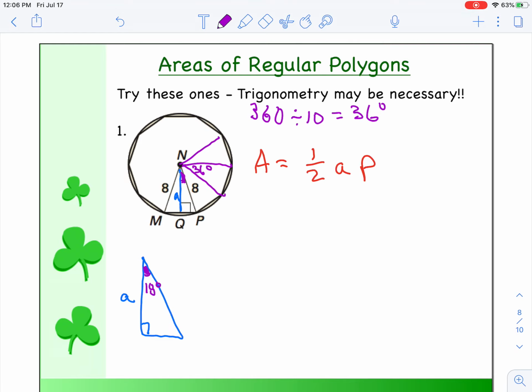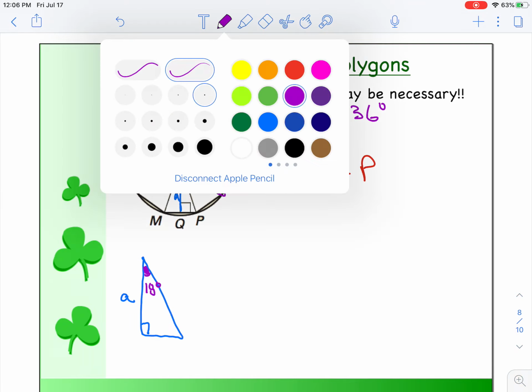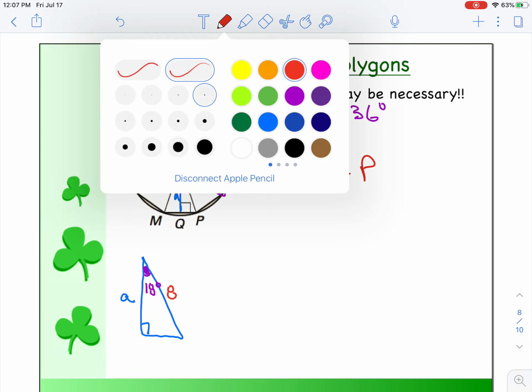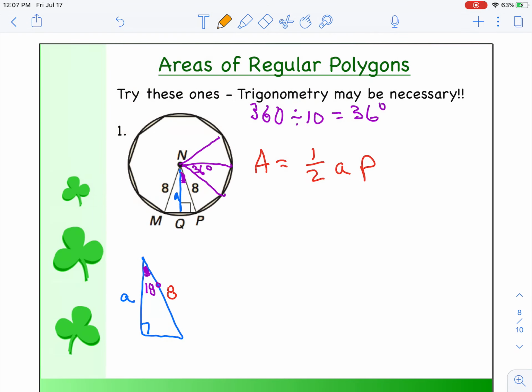What I know from that triangle, I'm trying to find A, but what I just found out is that this angle right in here is 18 degrees. I also know that the side length is marked as, or the hypotenuse of that right triangle is 8. So I'm going to find A. Well, I can't use 30, 60, 90 or 45, 45, 90 for this. So what I'm going to have to use is sine, cosine, or tangent.